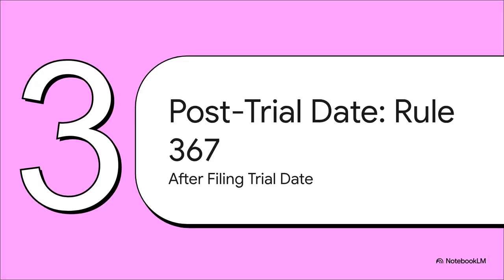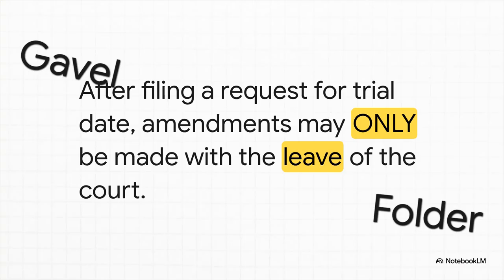Right. So, what happens when you file that request for trial date? Well, as I said, you have crossed the Rubicon. There is absolutely no going back. The rules of the game are now fundamentally different, and you are completely in the hands of the court. And here it is, the rule that governs this new world. Uniform Civil Procedure Rule 367. Let that sink in. UCPR 367. It could not be clearer. Any amendment after this point can only, and I mean only, be made with the leave of the court.